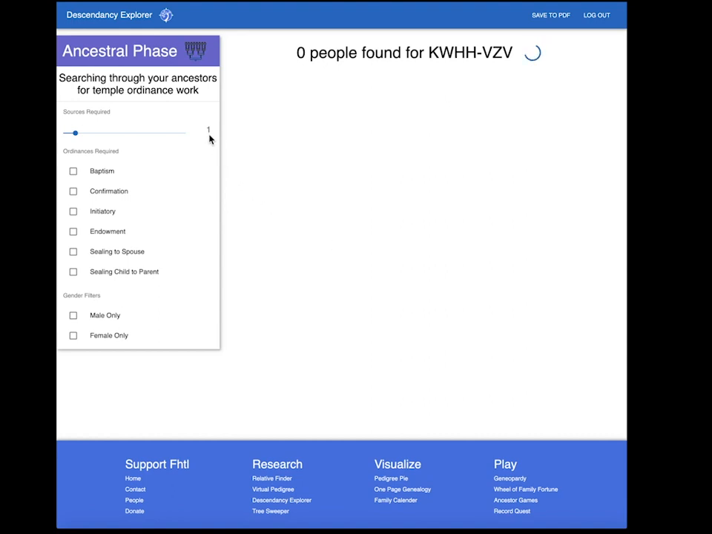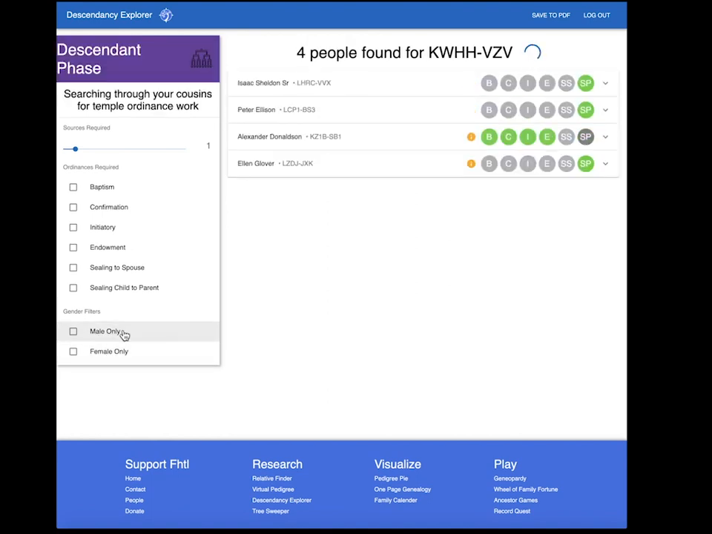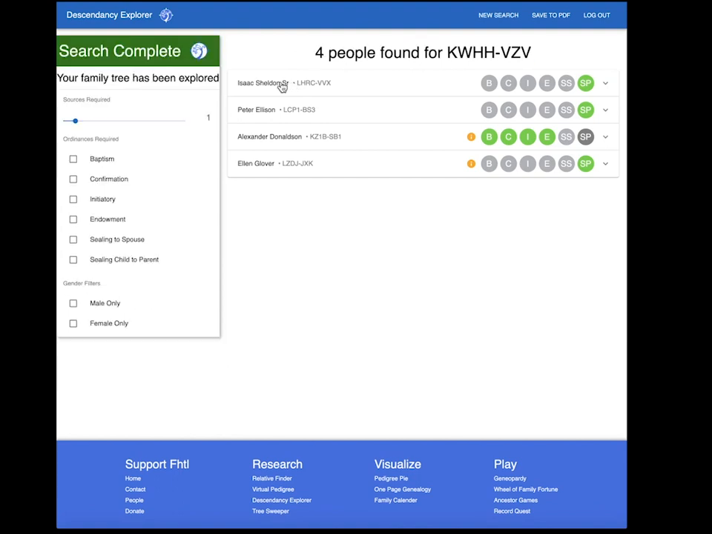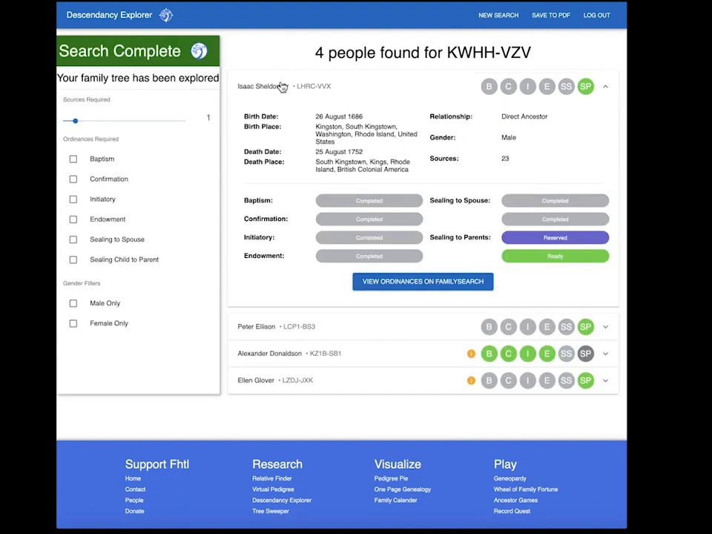I'm looking for a threshold here of one source. I could raise that by moving the slider up to 10 sources required. I am also not marking any of the particular ordinances that I would like to find, or whether male or female ordinances are preferred. Okay, well, that was pretty quick. We found 4 ordinances. We'll take a look at these. It says it's complete. And we'll click here and look at the details for this person. It says there's 23 sources for this person. Well, maybe that's a good sign.